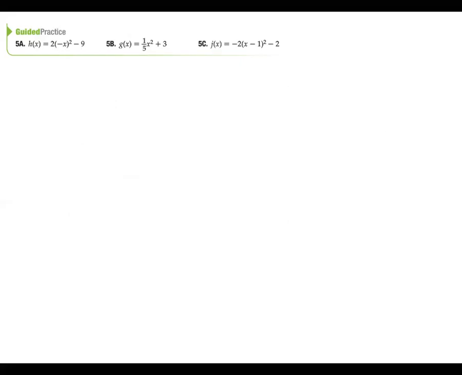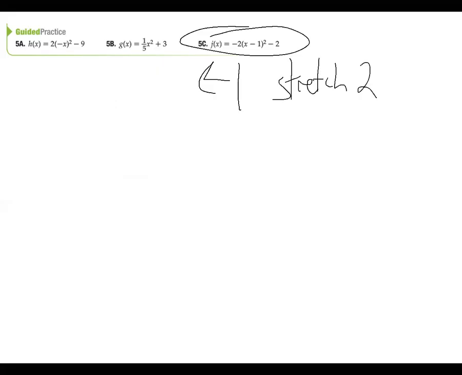Okay. This one has a lot of stuff going on. We're going to move it to the left 1 unit. We're going to stretch it by a factor of 2. We're going to flip it and then go down 2 units.